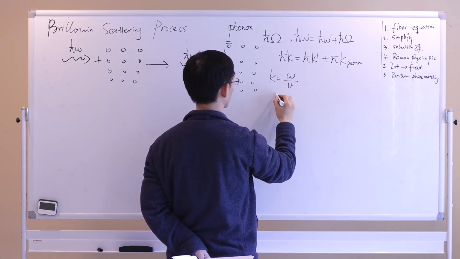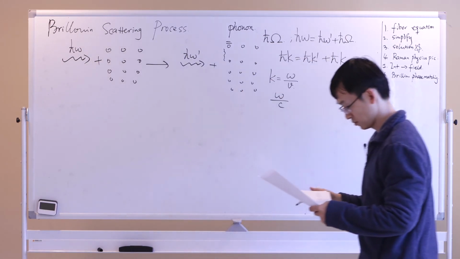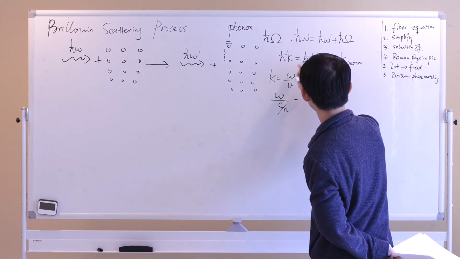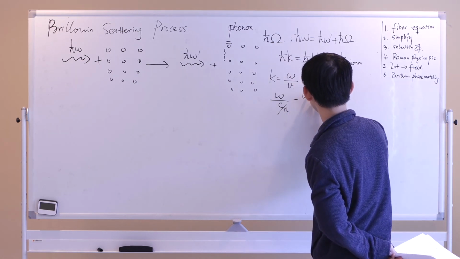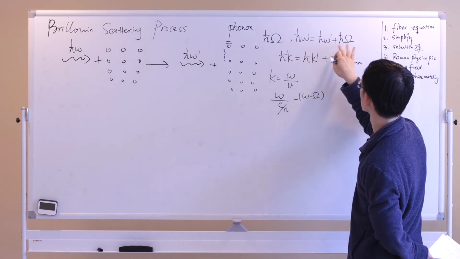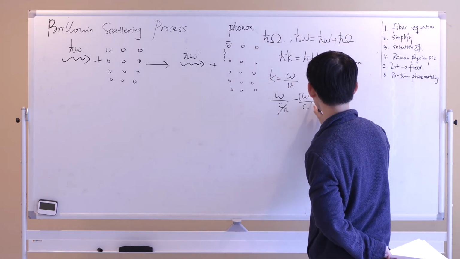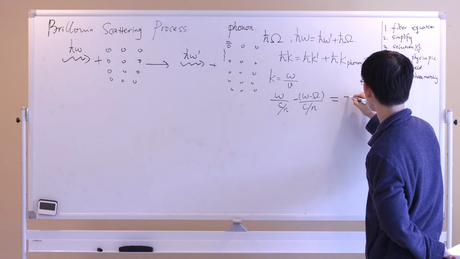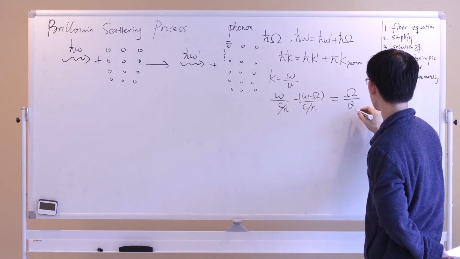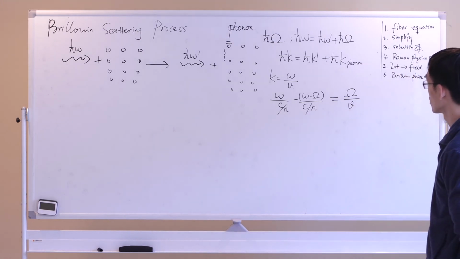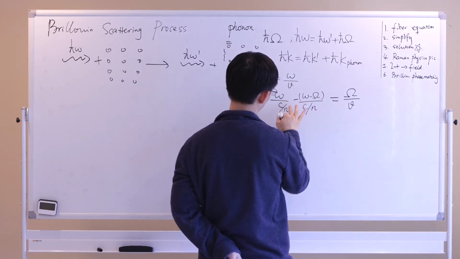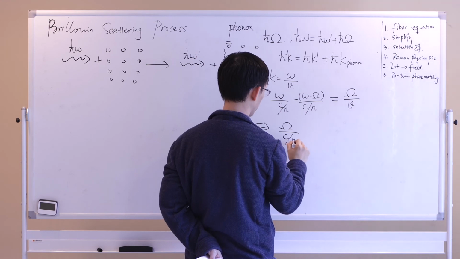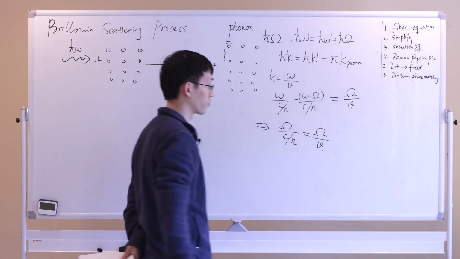Then it would be omega divided by speed of light. Let's still include the refraction index: speed of light over n, minus, moving this to this side, omega prime. Omega prime is omega minus capital omega. Omega prime equals omega minus capital omega divided by c/n. And then this side requires the phonon's capital omega, its frequency, divided by the speed of the phonon, which is the speed of sound. So on the left-hand side, you cancel these two terms, and then you end up with capital omega divided by c/n equals capital omega divided by velocity of sound.